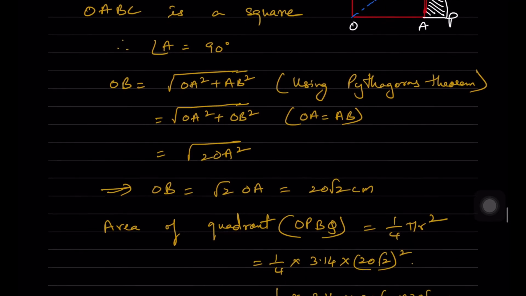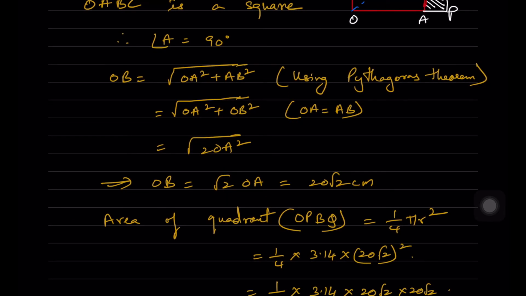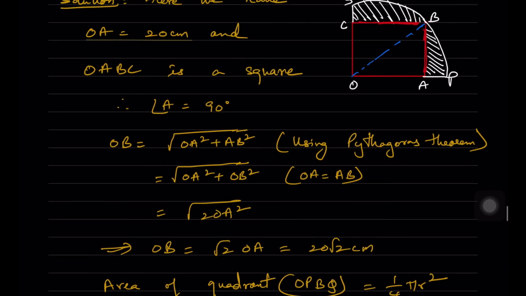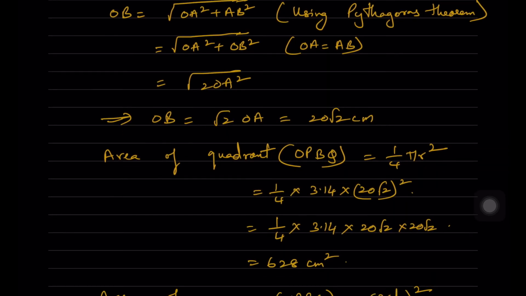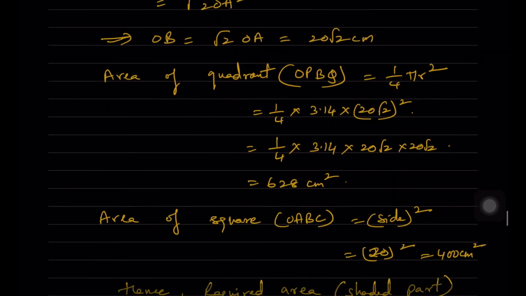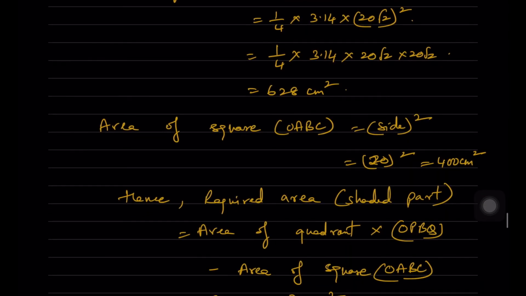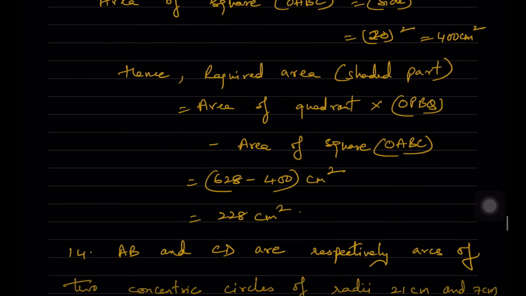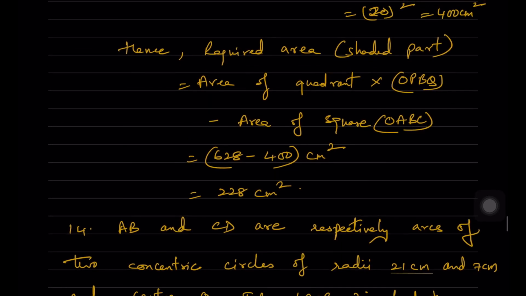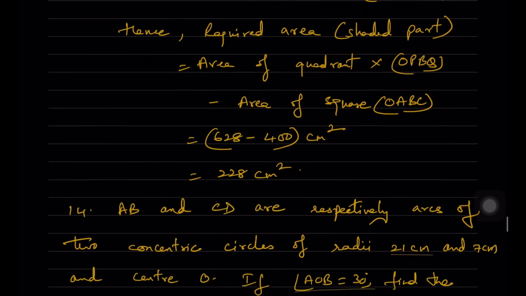AB. OA is equal to AB, which is equal to the square root of 2 OA squared. So OB is equal to root 2 OA, and OA is 20 centimeters, it's given. So the area of the quadrant OPBQ is equal to 1 by 4 pi r square, which is equal to 628 centimeters square. Area of square OABC is equal to side square, which is 20 square, which is equal to 400 centimeters square. So the required area of the shaded part is equal to the area of the quadrant minus the area of the square. So 628 minus 400, which is equal to 228 centimeter square is the answer.